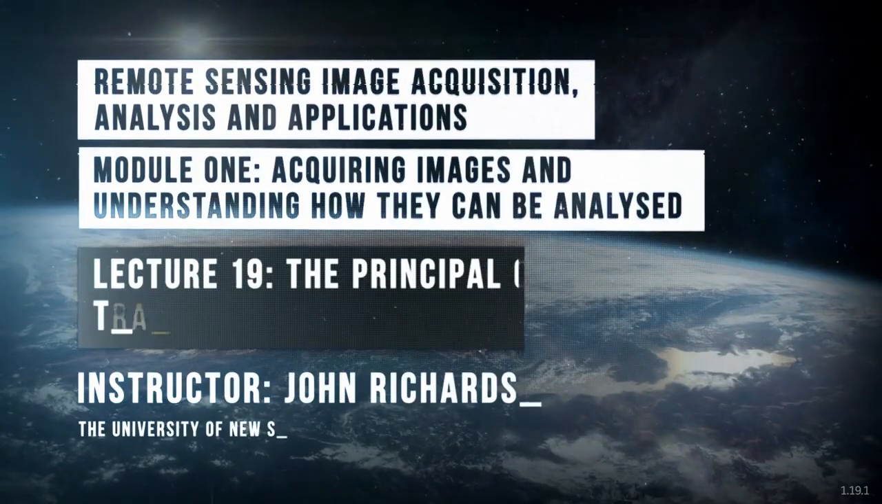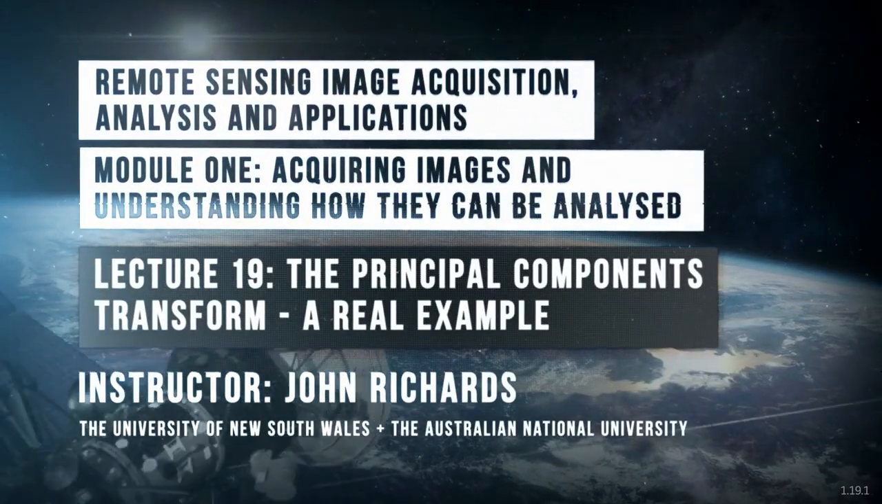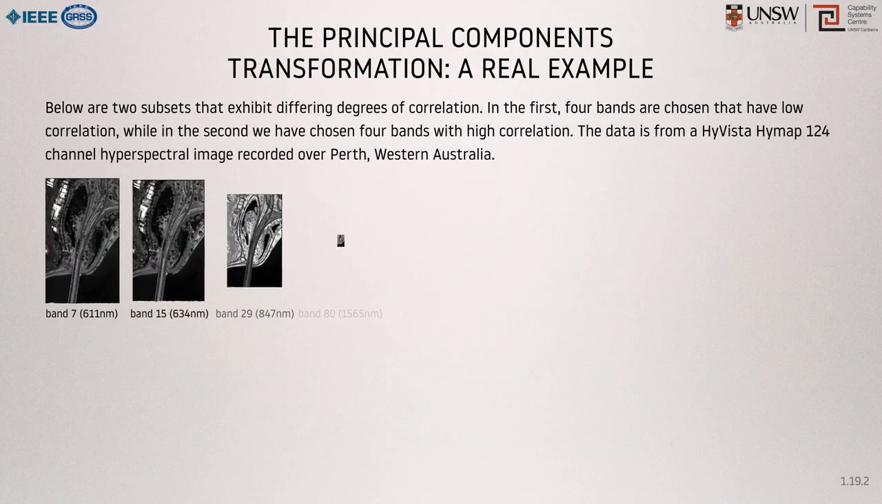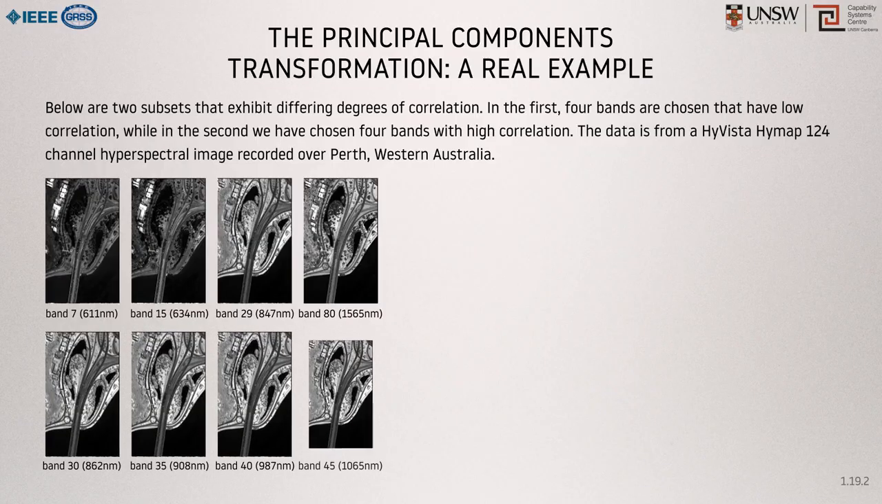We now wish to consolidate the lessons from the last couple of lectures by looking at a real example. We will use the two data sets in this real example, both drawn from the same sensor. The first, at the top, is a 4-band set where the bands are spaced over the spectral range. The first two are in the yellow part of the spectrum, the third is in the near infrared, and the fourth is in the middle infrared. This dataset has a low degree of correlation.